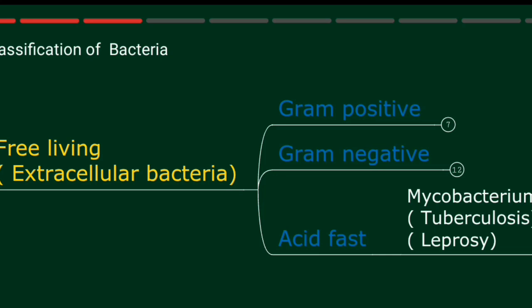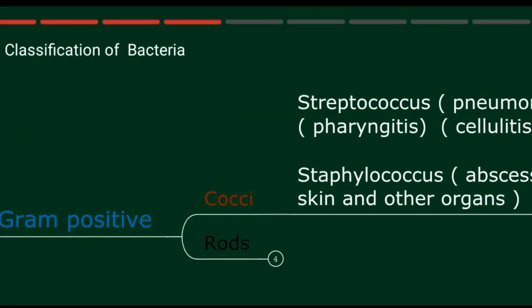So let's talk about the gram-positive. The gram-positive are divided into the cocci and the rods. For the cocci, we have Streptococcus, which causes pneumonia, pharyngitis, and cellulitis. And we also have Staphylococcus, which causes abscess of the skin and other organs.